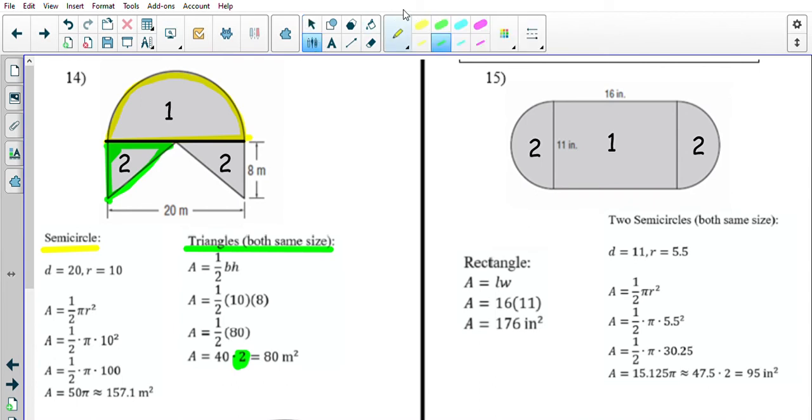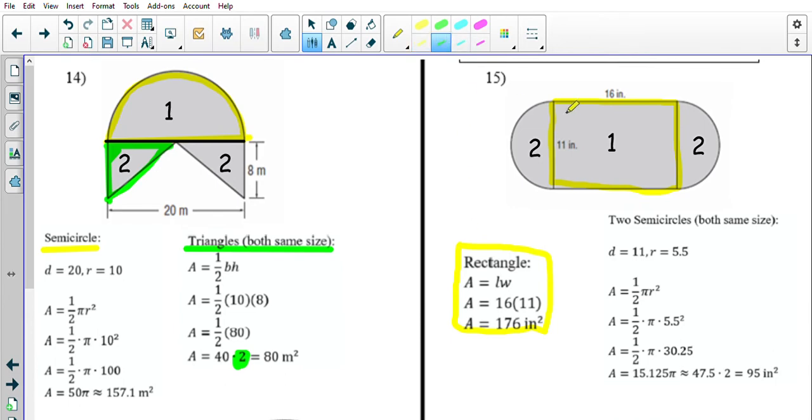So let's start with the rectangle that I'm going to highlight in yellow here. The dimensions are 16 by 11. So length times width is 16 times 11. You can see that work right here. That gets us 176 inches squared.